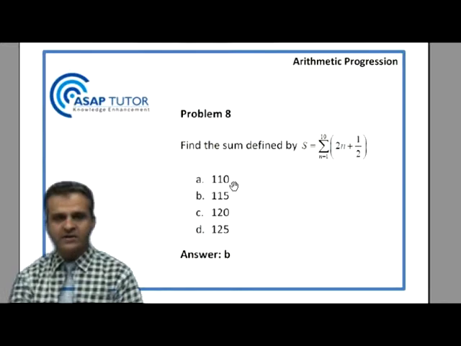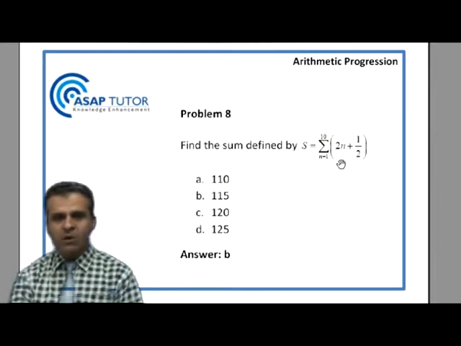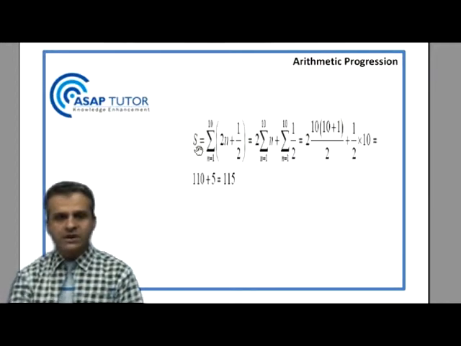So here the options are 110, 115, 120, 125, and the correct answer is B, that is 115. Now we want to find the summation of (2n plus 1) by 2. So the summation for n equal to 1 to 10 of (2n plus 1) by 2 can be written as summation of 2n plus summation of 1 by 2.